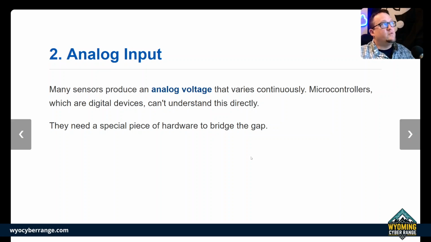Many sensors produce analog voltage, and that varies constantly. All the microcontrollers themselves, while they're digital devices, don't understand what analog voltage is. If you remember back in chapter 2, we talked about analog being more of a sine wave. Instead of a digital wave of either on or off, we are now talking about anything in between. Instead of 5 volts, maybe it's 3.3 or 3.2 or 2 or 2.1 or 5 or 0. It's everything in between. Analog is that special type of technology that's going to help bridge the gap between digital and analog.